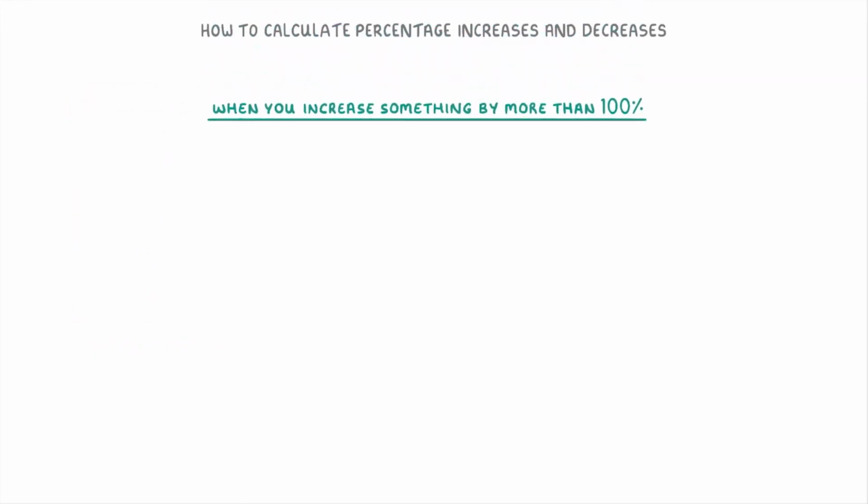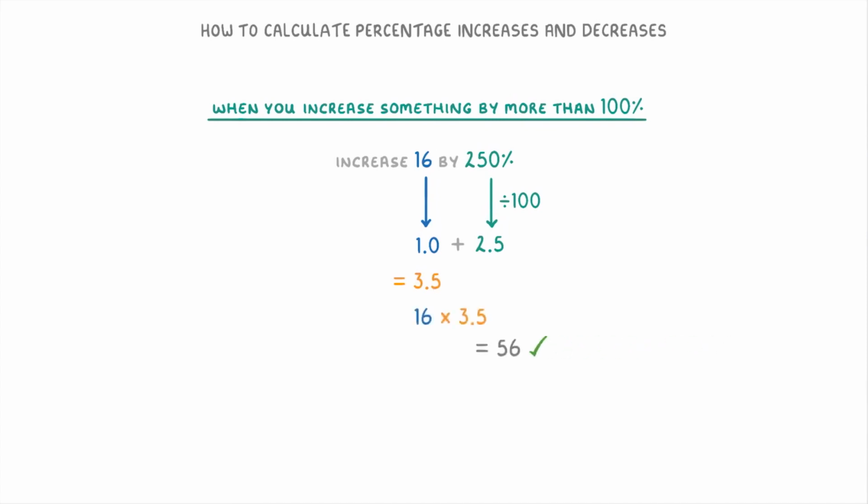Another weird one is when you increase something by more than 100%, like increasing 16 by 250%. 250% is equivalent to 2.5. So to find our multiplier, we're going to do 1 plus 2.5 to get 3.5. And then we'd have to do 16 times 3.5 to give us 56 as our final answer.